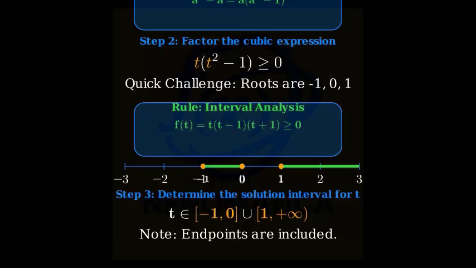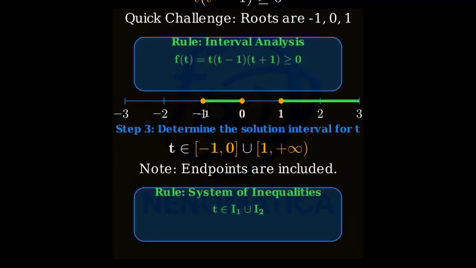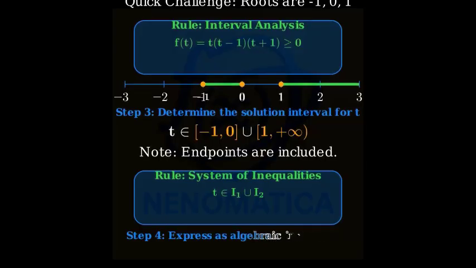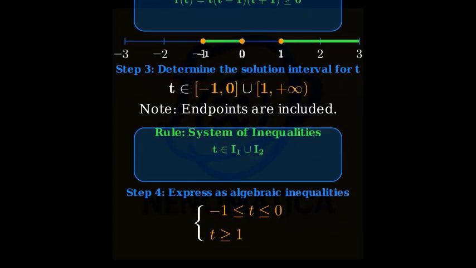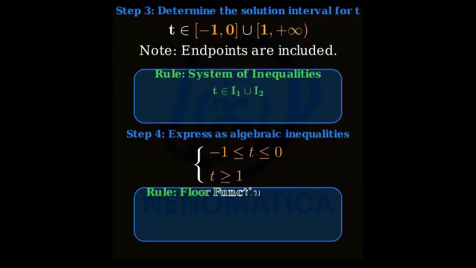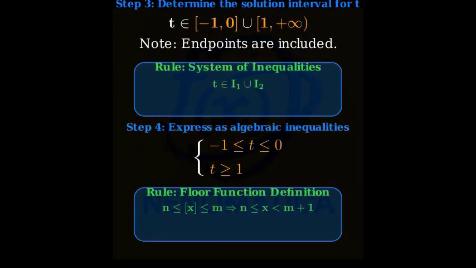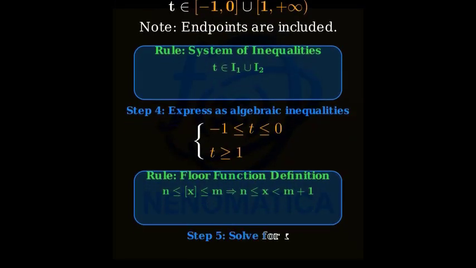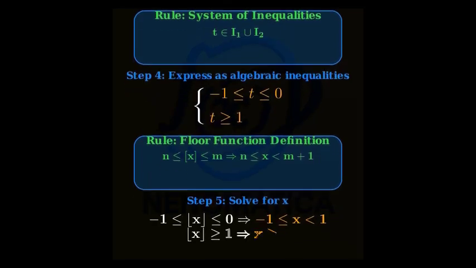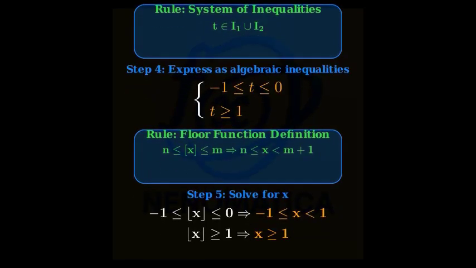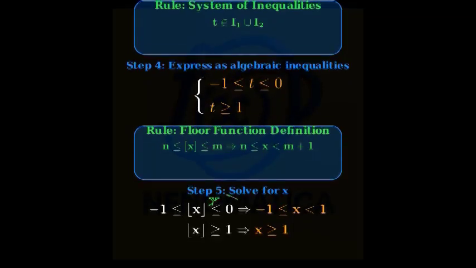Rewrite as a system of inequalities. We have negative 1 less than or equal to t less than or equal to 0, or t greater than or equal to 1. Translate back to x using the floor definition. If n is less than or equal to the floor of x, and the floor of x is less than or equal to m, then n is less than or equal to x, and x is strictly less than m plus 1. From negative 1 less than or equal to the floor of x less than or equal to 0, we get negative 1 less than or equal to x, and x is less than 1. From the floor of x greater than or equal to 1, we get x greater than or equal to 1. Combining gives x greater than or equal to negative 1.